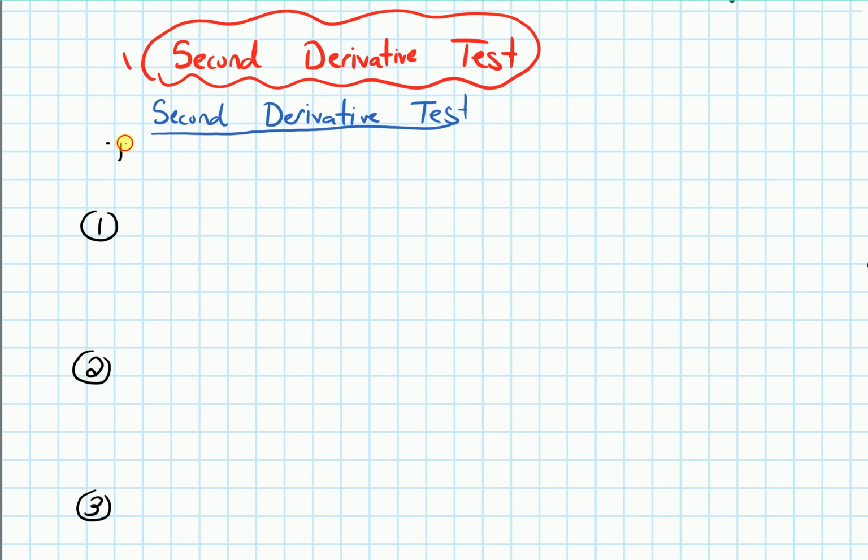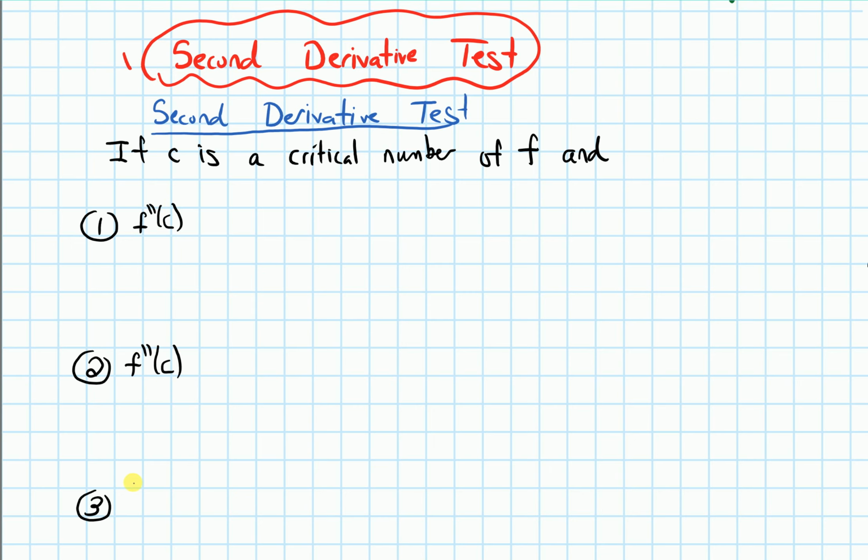Okay, so the second derivative test says if c is a critical number of our function f, and so there's three cases. In the first case, if we take that critical number and plug it into the second derivative, that's what we're going to be doing in all of these. So we're going to look at what the second derivative is when you plug c into it.